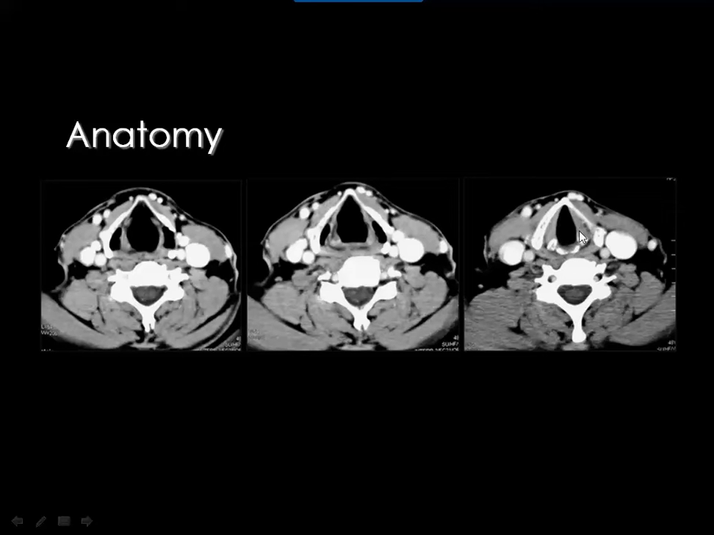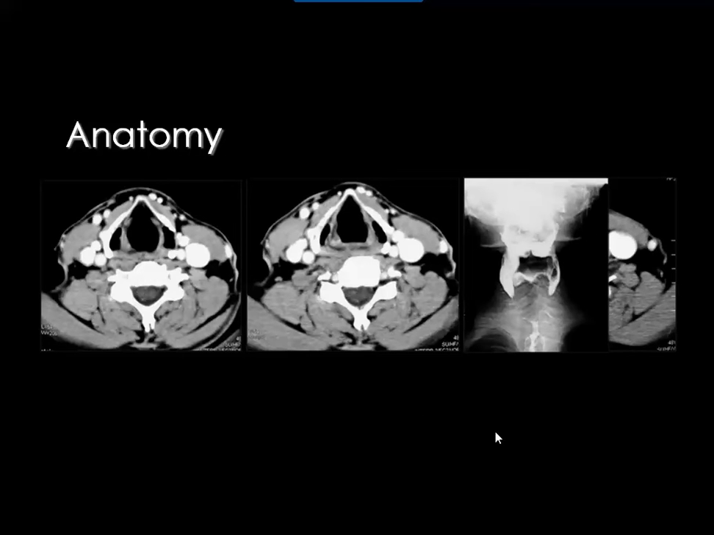This is the true vocal cord, which is pyramidal or triangular in shape, pointing anteriorly, and its base is attached to the arytenoid cartilage. Then you can see in the previous studies usually done by barium, this is the region of the valleculae, and this is the region of the piriform sinus.